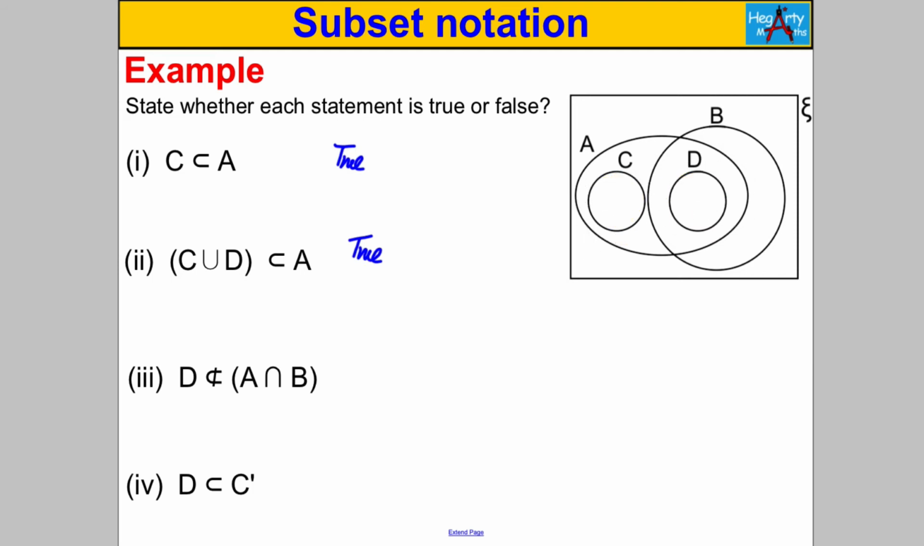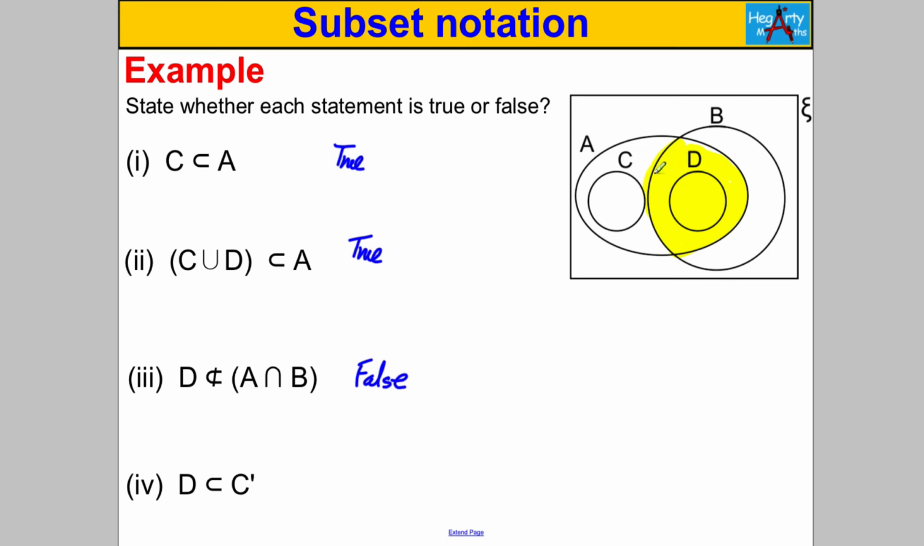Next one. This says D is not a proper subset of A intersect B. Let's draw A intersect B. A intersect B is everything where A, this here, overlaps with B, and that's got to be in this section here. Right? So is it true that D is not a proper subset of that? Well, D is a proper subset of that. D is entirely contained within A intersect B, so this statement must be false.